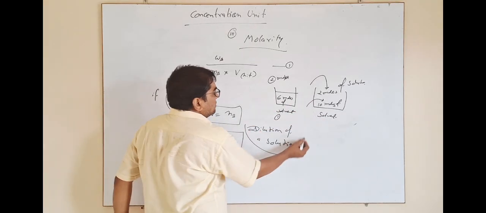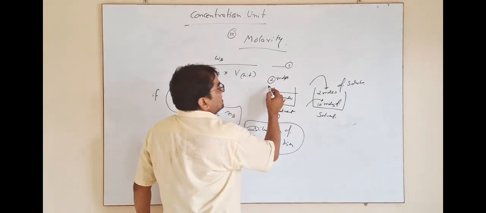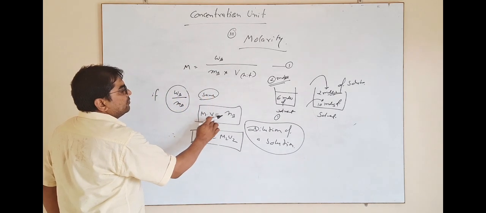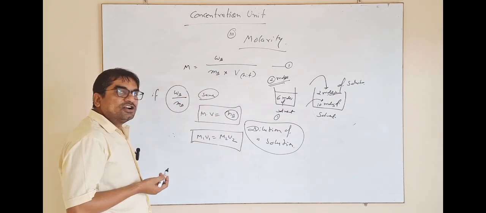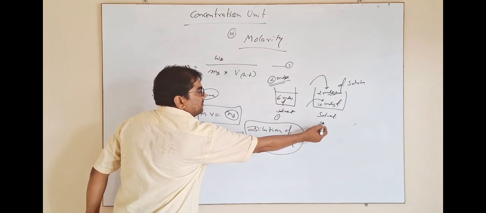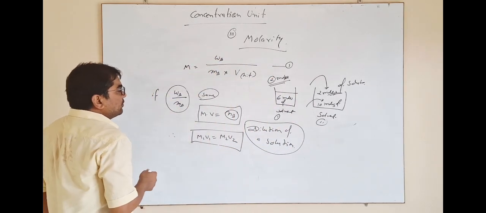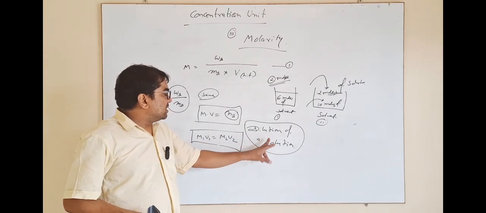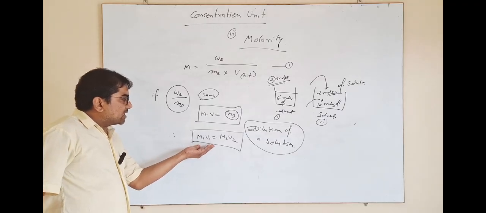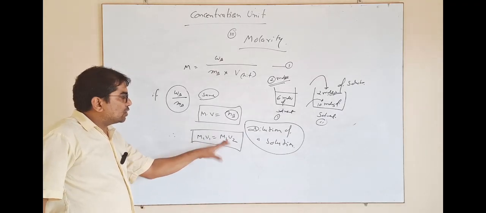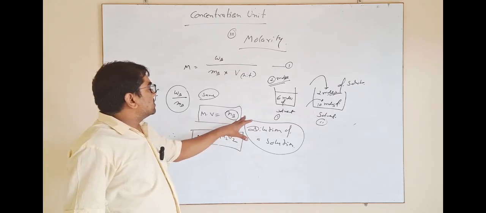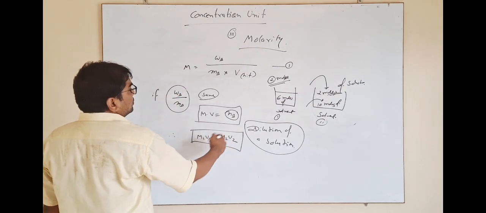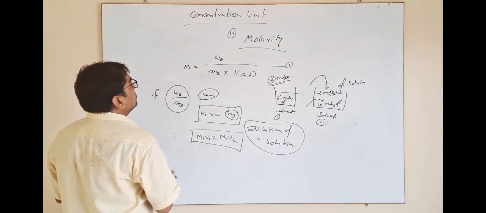So for the dilution equation, since the number of moles of solute are the same, therefore MV equals NB, and this value will be constant in both the cases, the first and the second. Therefore M1V1 equals M2V2. This is the dilution equation of a solution, where the product of molarity and volume will be equal in both the cases because the number of moles of solute is the same.